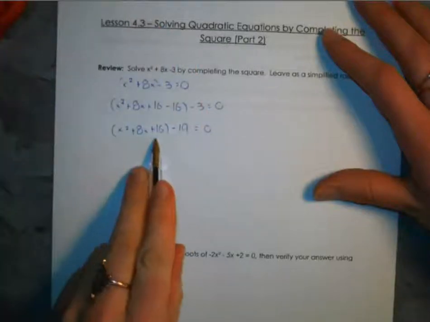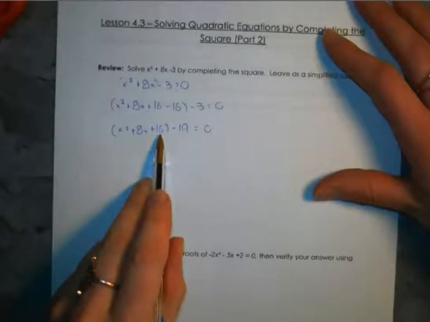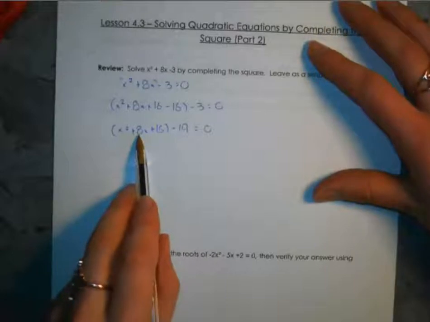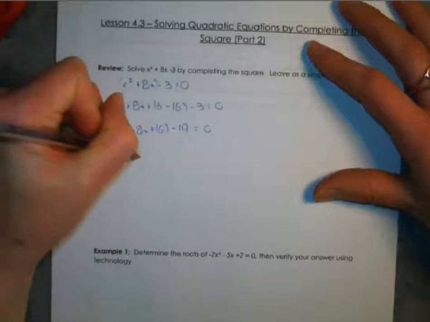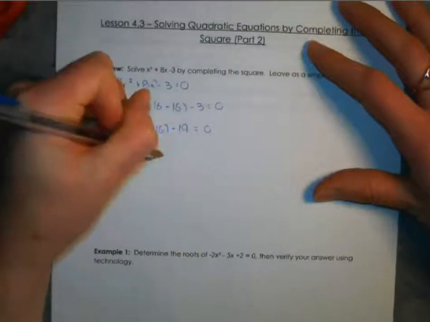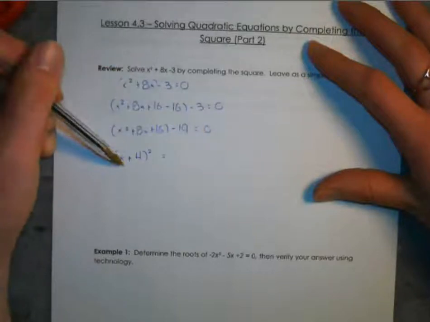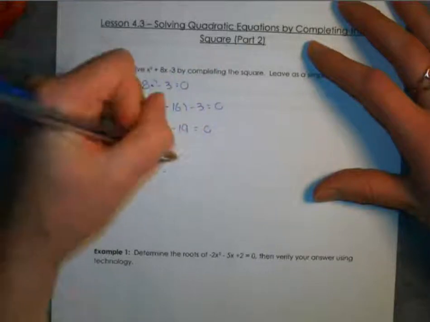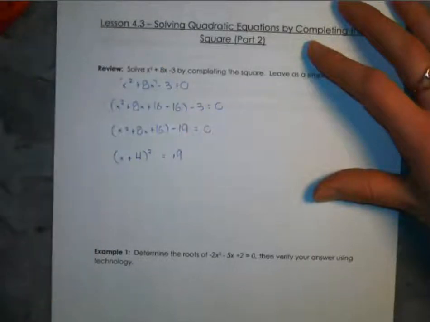Now I can make this into a binomial by finding the square root of the last number. So the square root of 16 is plus or minus 4, and then I need to decide whether it would be positive or negative depending on this number. So two positive 4s add to make positive 8, so that means my binomial is going to be x plus 4 squared is equal to, because what I want to do now is move my 19 to the other side so that we can start to work on isolating this x. So if I have negative 19 here, to move it over I need to add 19 to both sides. So I'm going to have 19 on this side.